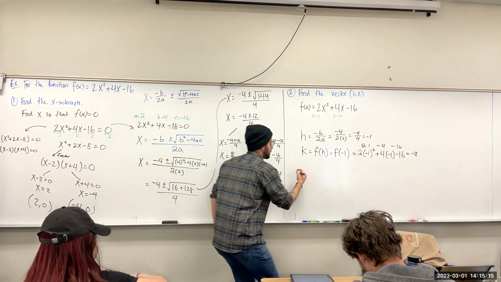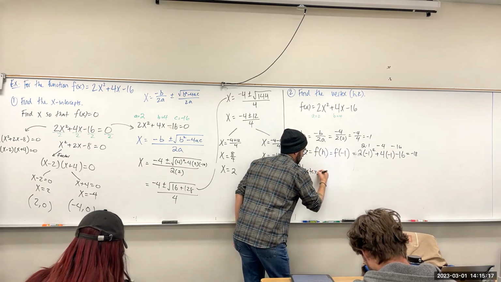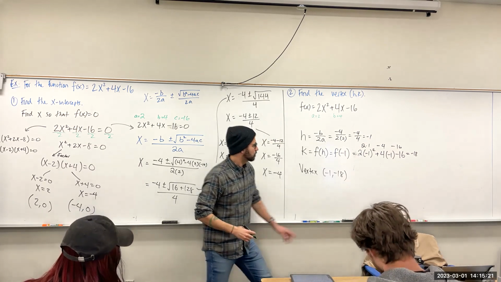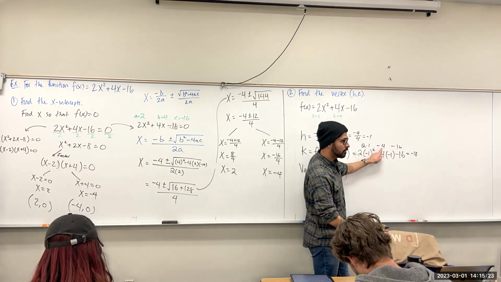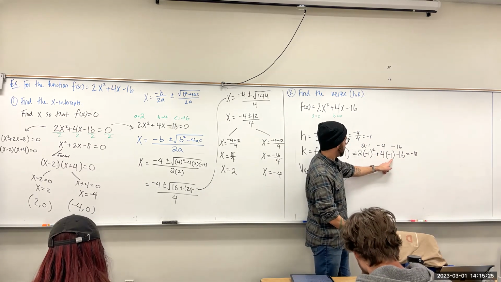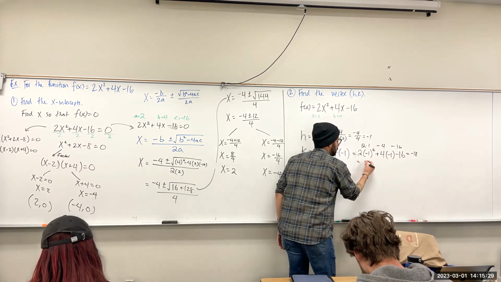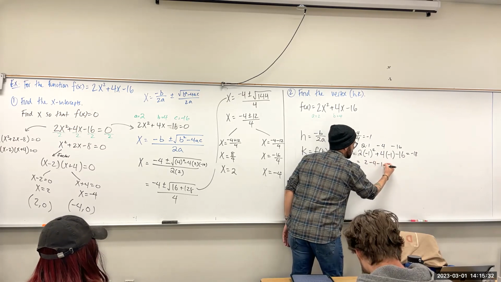And so what's the vertex? -1, -18. Why did you get the 4 there? Oh, wait, no, it came from this, sorry. This became 2 minus 4 minus 16.